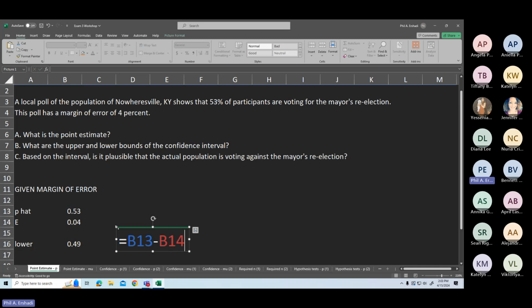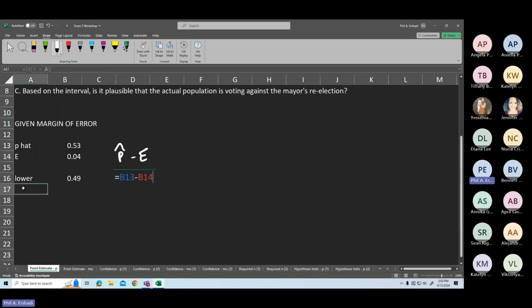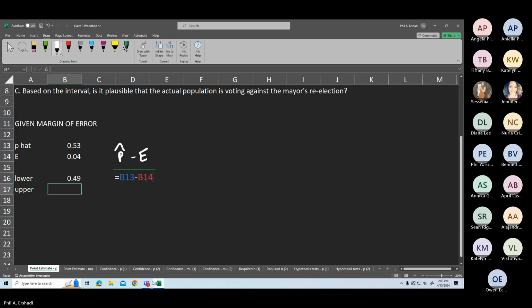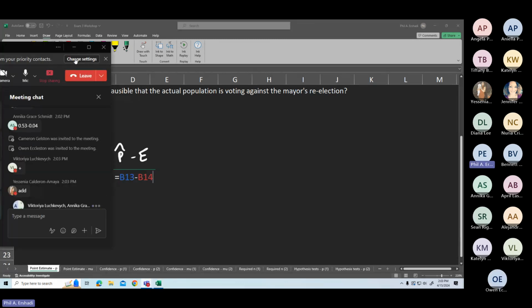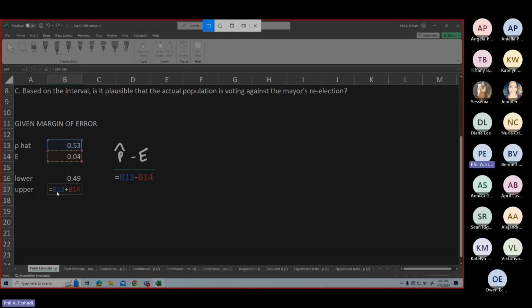Just for clarity, I'm going to pop this into the presentation. I'll be sharing this after the workshop is over. And I will label that this is p-hat here, and this is E here. What if I wanted to get the upper instead? What would I change? I would add instead. Very good. Absolutely correct. So instead, I would go equals p-hat plus error, and that would give me the upper.